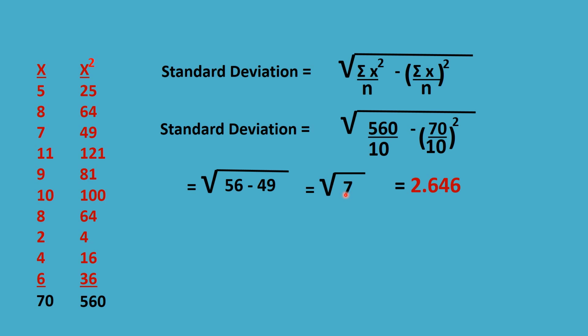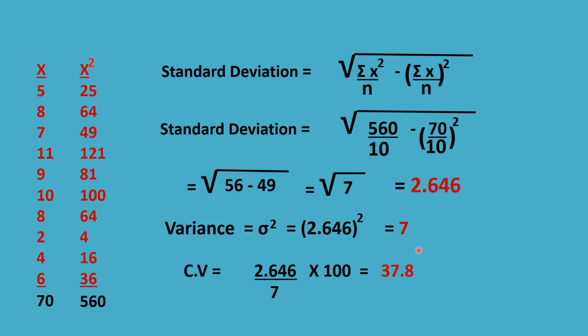2.646. Next, we have to find the variance, or that is the standard deviation square. So 2.646 square, that is equal to 7. So variance is 7. Next is the coefficient of variation, that is standard deviation by mean into 100. And the answer is 37.8.